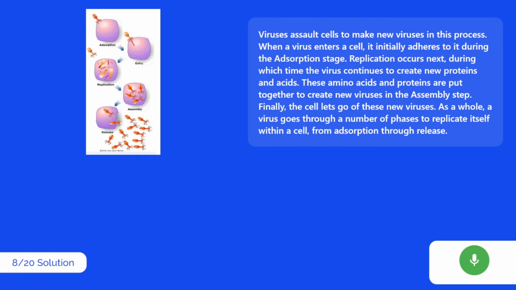Viruses assault cells to make new viruses in this process. When a virus enters a cell, it initially adheres to it during the adsorption stage. Replication occurs next, during which time the virus continues to create new proteins and acids. These amino acids and proteins are put together to create new viruses in the assembly step. Finally, the cell lets go of these new viruses. As a whole, a virus goes through a number of phases to replicate itself within a cell, from adsorption through release.